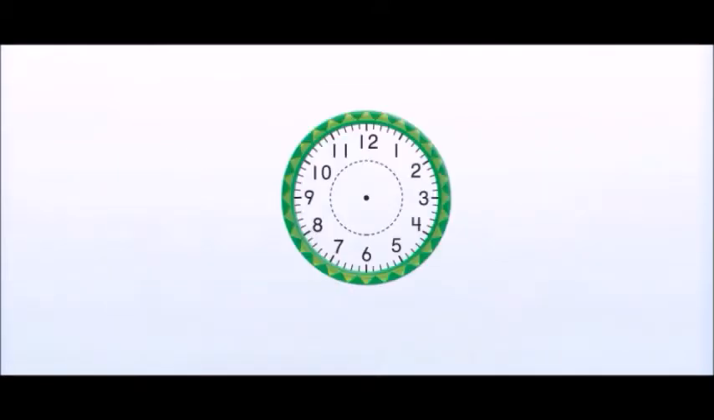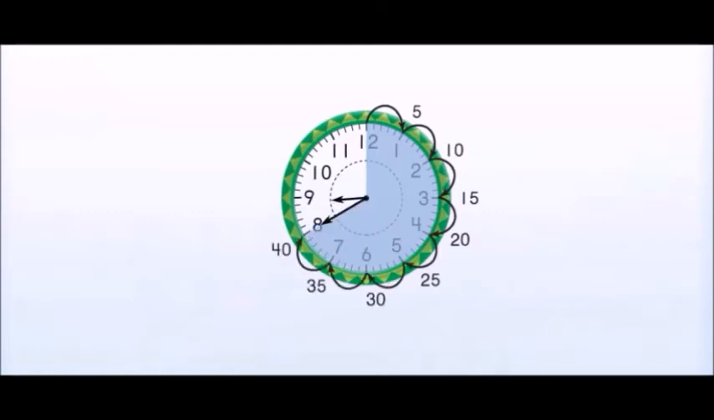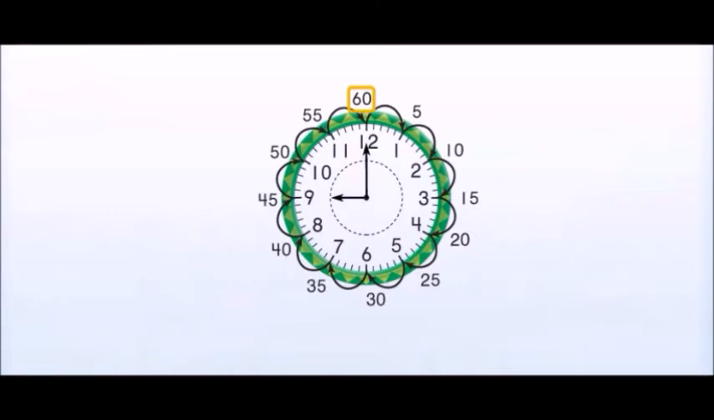Now let's show time to 5 minutes. Count by fives to show how many minutes are in 1 hour. 5, 10, 15, 20, 25, 30, 35, 40, 45, 50, 55, 60. There are 60 minutes in 1 hour.